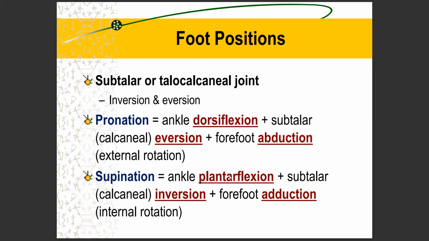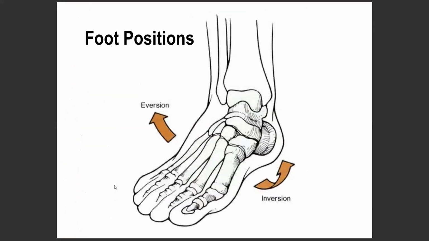During the supination, there is plantar flexion at the ankle joint. There is inversion at the subtalar joint. There is adduction of the forefoot, which is actually internal rotation of the forefoot. And the combination of these three movements, the plantar flexion, inversion, and adduction, will be called supination.